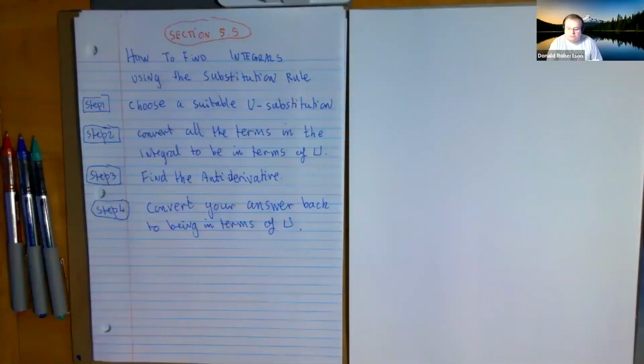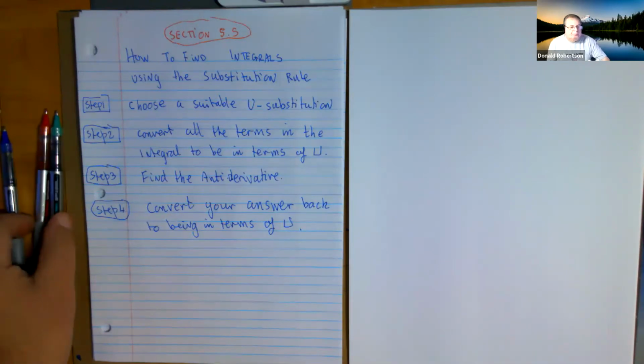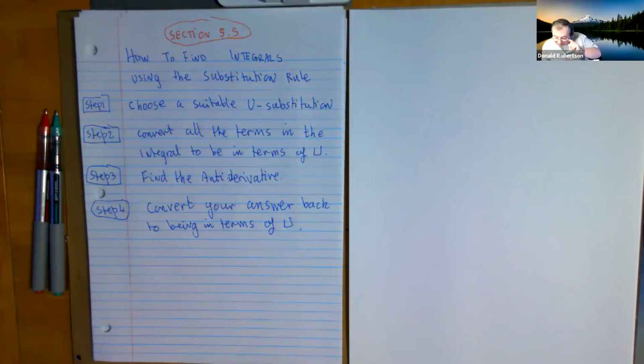Going to be the last section from chapter 5. And it's called the substitution rule, at least that's the name of it, and it's section 5.5. And it's probably one of the most important sections in this course. So we're going to be spending most of, well, all of today and most of tomorrow doing it.